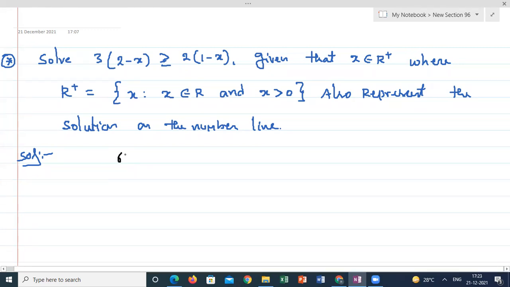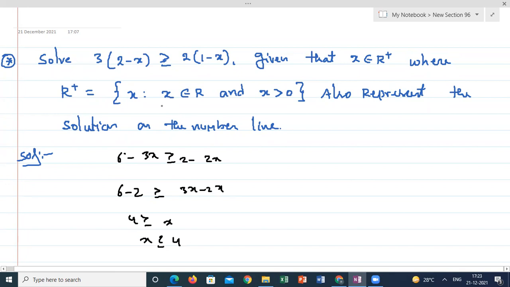Just as usual, you have to start with multiplication. So 6 minus 3x greater than or equal to 2 minus 2x. So I'm bringing 3x to this side. To this side, 6 minus 2 greater than or equal to 3x minus 2x. This will be 4 greater than or equal to x, that is, x less than or equal to 4.